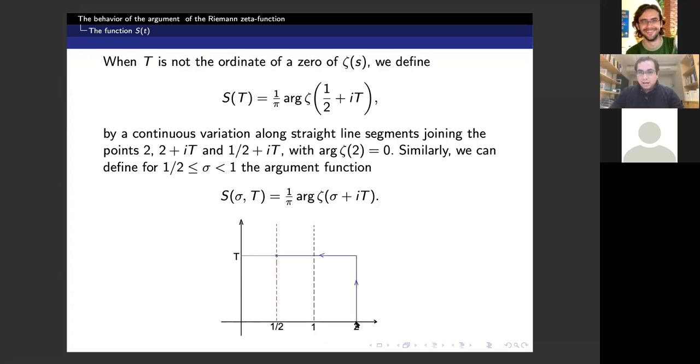You take the continuous variation along this path, from 2 to 2 plus it to 1 over 2 plus it, starting with the argument of zeta(2) equal to 0. And on this path you don't have zeros, so you can define the logarithm, and you can define an argument. So you define S(t) in this form: 1 over pi multiplied by the argument. Similarly, you can define it not just for 1 over 2, but for any sigma between 1 over 2 and 1, at the point sigma plus it.